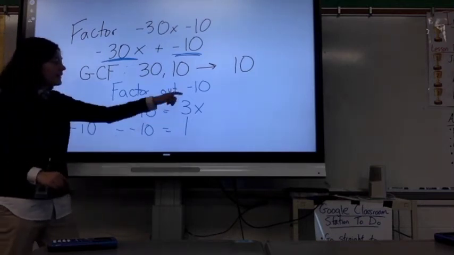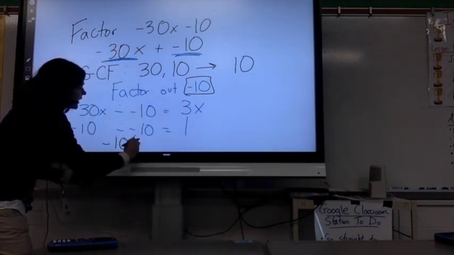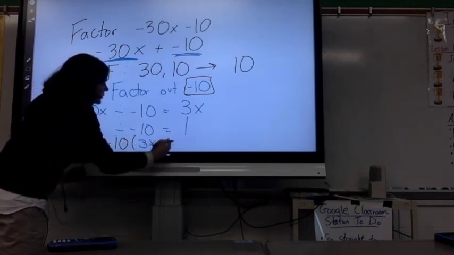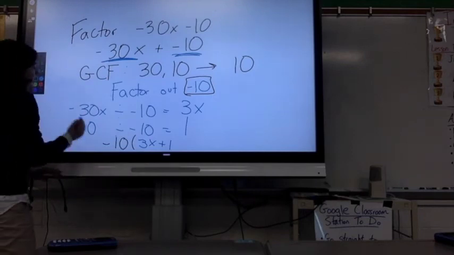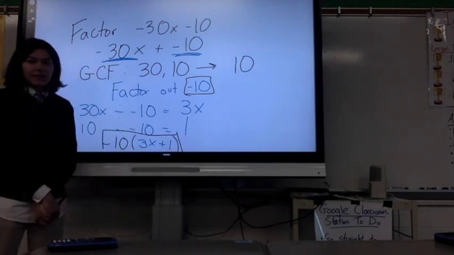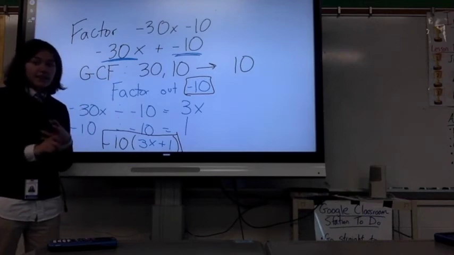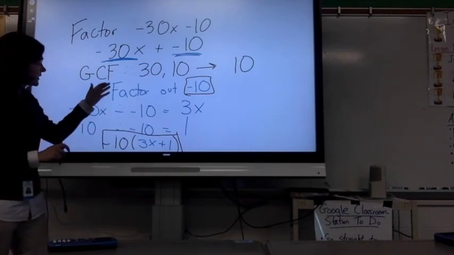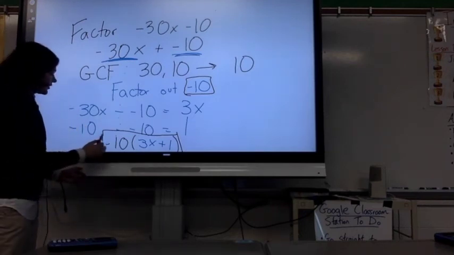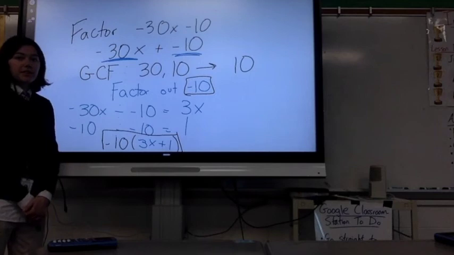Alright, so then I'm going to take what I factored out, negative 10, put that outside my parentheses, and I have 3x plus 1 inside the parentheses, which would be my final answer. So again, the steps which you have in your notes: change subtraction into addition, find the greatest common factor, divide each of your terms by that, and then you're going to have that GCF, or that thing you're factoring out, in front, and the other terms in the middle, in the parentheses.